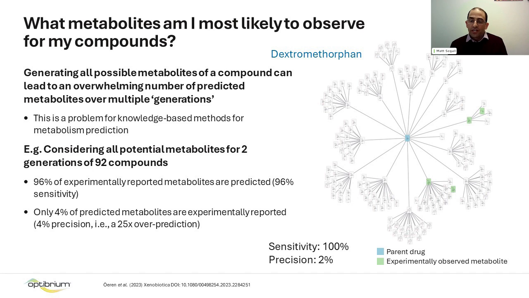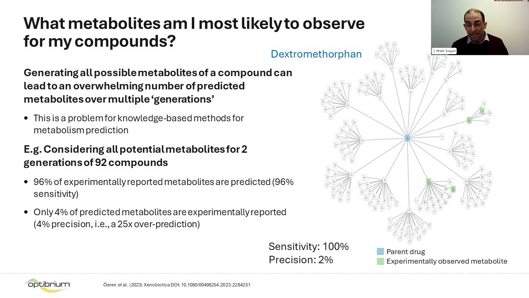We actually did an analysis of this for 92 compounds, again, published here in the publication at the bottom. And we considered all the potential metabolites that could be generated for these enzymes that we are considering here. We actually did correctly identify 96% of the experimentally reported metabolites. In statistical terms, this is 96% sensitivity. But of those generated, only 4% of those were actually reported experimentally. Again, in statistical terms, this is a 4% precision, or another way we can think about it is we're predicting 25 times more metabolites on average than are actually observed experimentally.